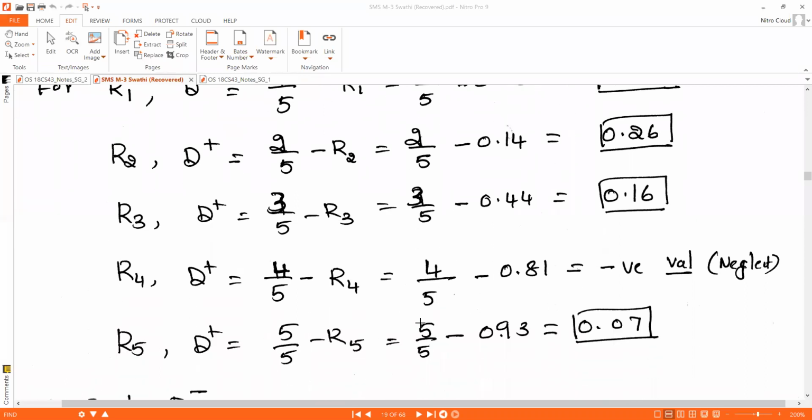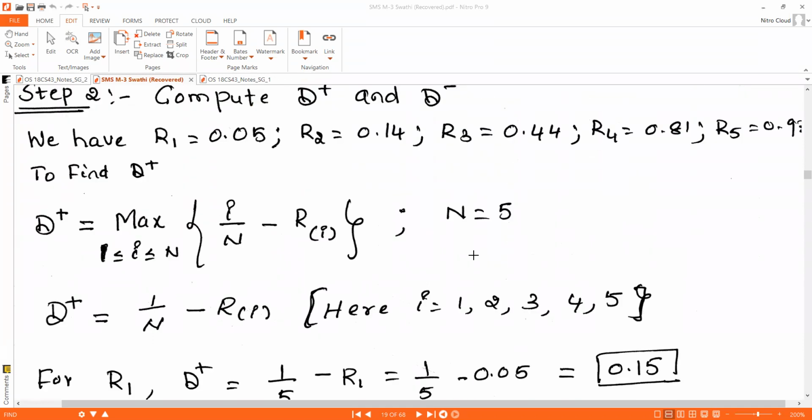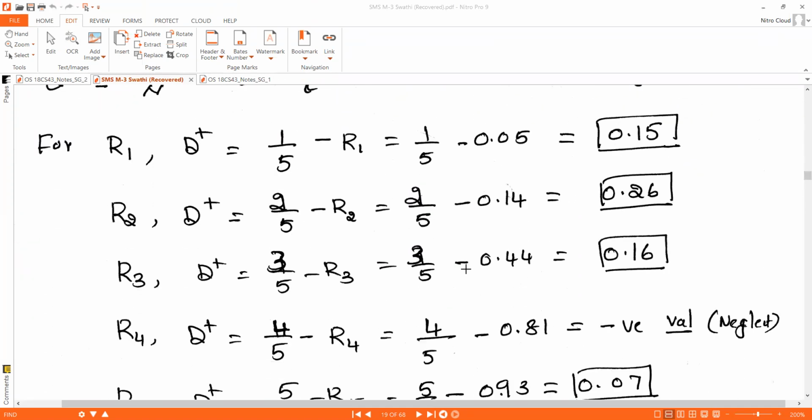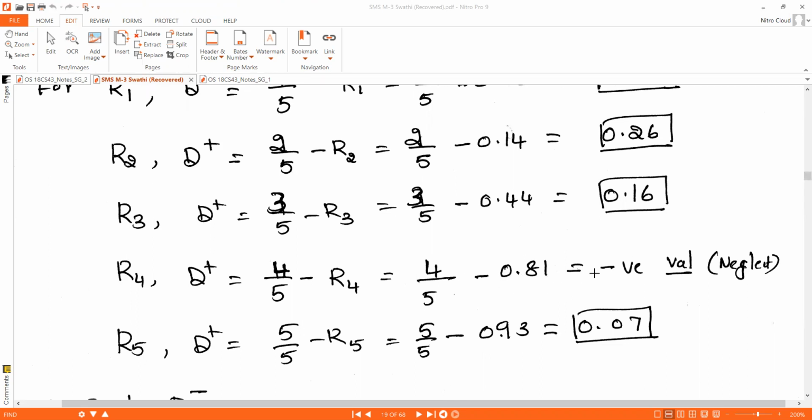Okay, next, when i equal to 4. When i equal to 4, what will the d plus formula become? That is i by n minus Ri. So i equal to 4, wherever i is there, we will substitute 4. So this formula will become 4 by 5 minus R4. What is the R4 value? R4 value is 0.81. We'll substitute R4 value, that is 0.81.